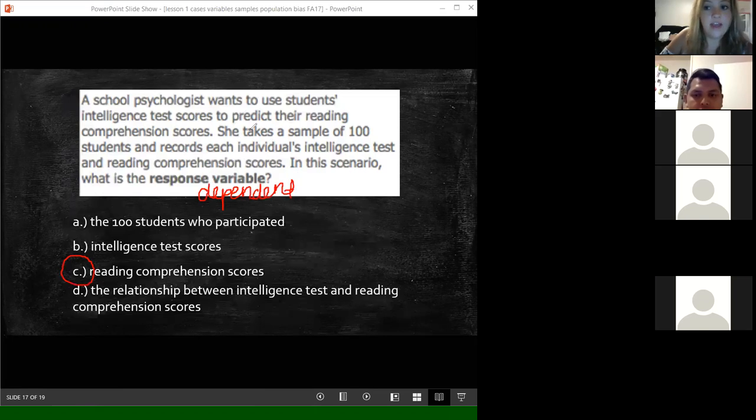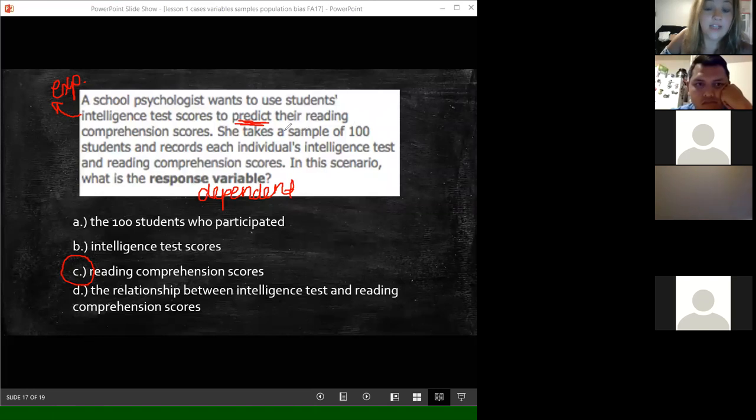That's something to keep in mind. The word predict is a good way to check which is your explanatory variable and which is your response variable. Usually whatever is first, being used to predict, is going to be our explanatory variable, which is being used to predict the response variable. So in this case, intelligence test scores would be our explanatory variable, and you guys are correct that our reading comprehension scores are going to be our response variable.